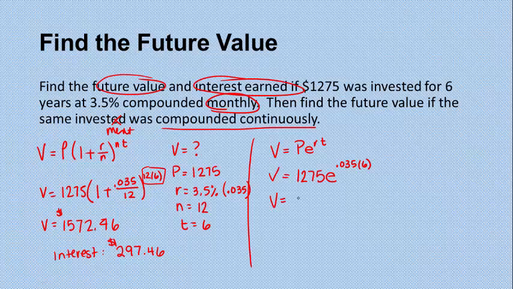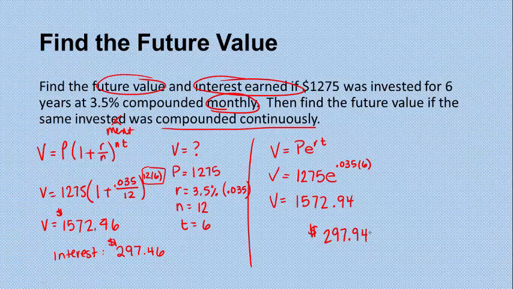And remember, E is located if you press second ln. All right, so when I did this, I got 1572.94. So if you're comparing compounding this monthly or continuously, which would mean every minute of every day you'd be given the interest, this would be not very much gain. So that's the value. Let's go ahead and subtract the 1275 and see what the difference in interest would be. So the interest in this case, 297.94. So not a whole lot more, just a couple pennies actually in this case.